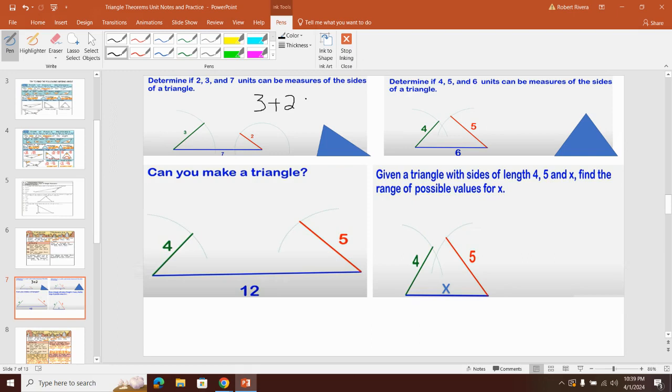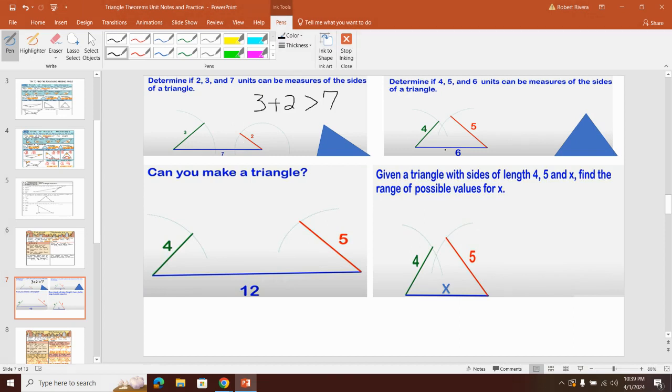And if the two smallest is not greater than the third, the longest one, then it's not possible. So 3 plus 2 would be 5. That's not greater than 7. And that's why this is not a triangle. Okay.